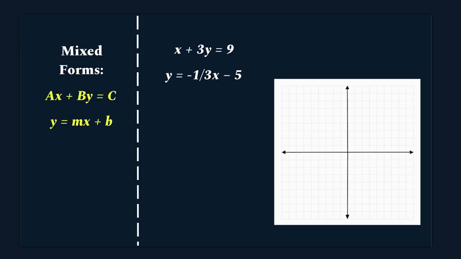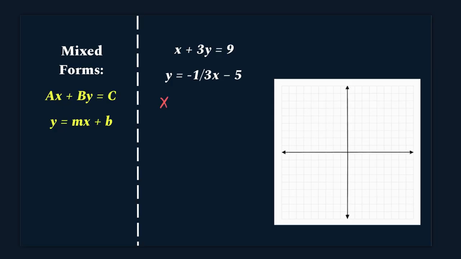Here's a special case where we have mixed forms, and the first one is written in standard form and the second one is written in y-intercept form. To graph the equation that's written in standard form, I can either find the x-intercept or y-intercept, or rewrite the equation in y-intercept form. Now I'm going to rewrite the equation in y-intercept form for this particular example.